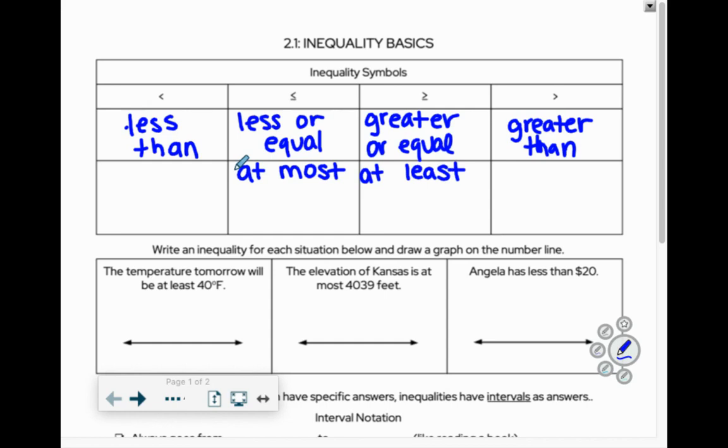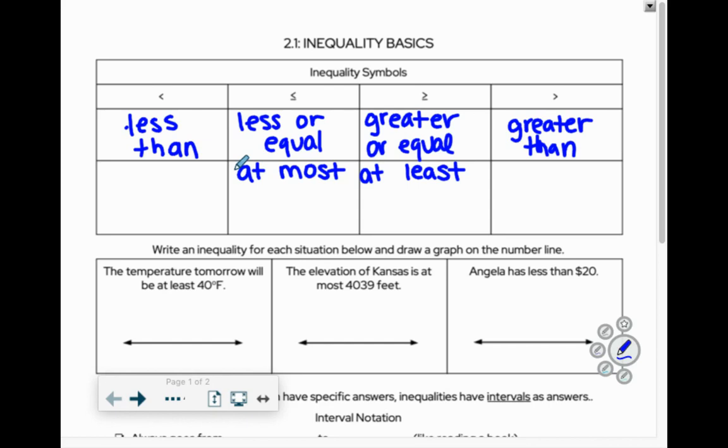So when you go to rides at like World of Fun, when you're in like elementary school, they always say you have to be at least 48 inches tall to ride them, which means you have to be 48 inches tall or taller, or greater than. Okay? So at most is actually less than or equal to, and at least is actually greater than or equal to. Okay?